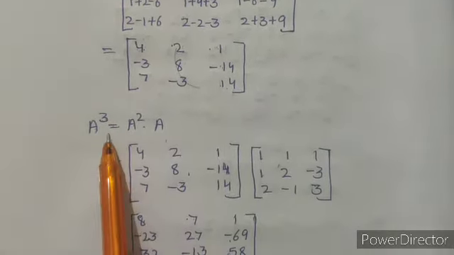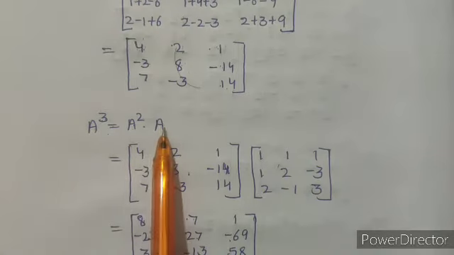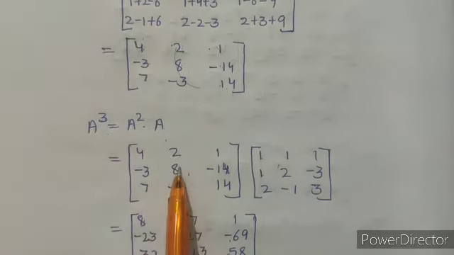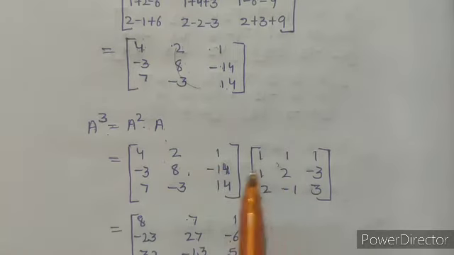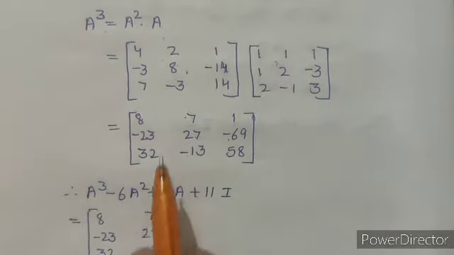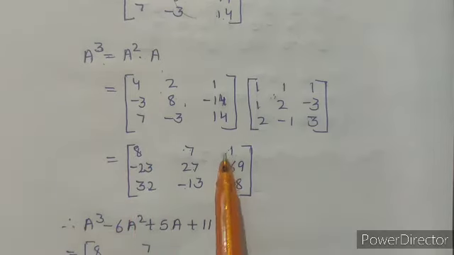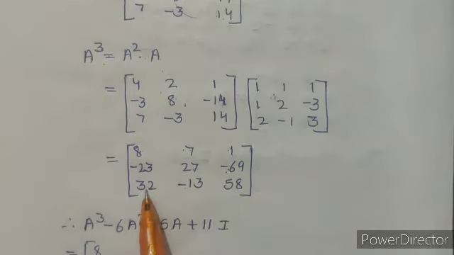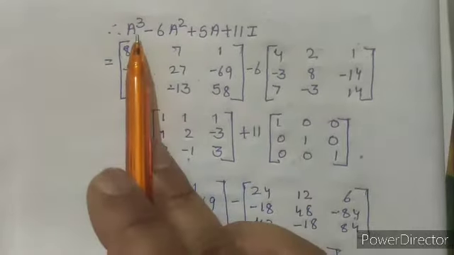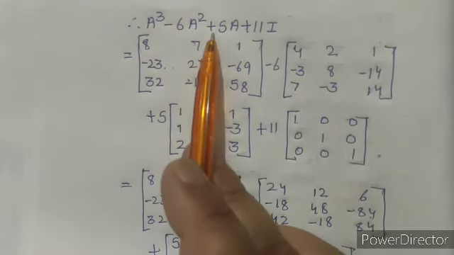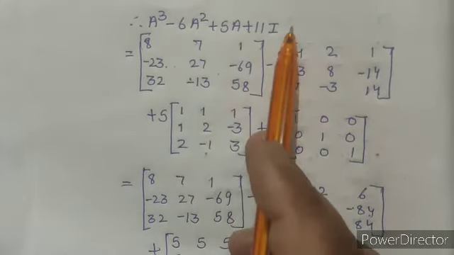Matrix A cube will be equal to A square into A. The value of A square was already obtained, and the value of A is given to us. On multiplying A square by A, we get the matrix A cube as 8, 7, 1 as the first row, minus 23, 27, minus 16, 9 as the second row, and 32, minus 13, 58 as the third row. Now we had to prove that A cube minus 6A square plus 5A plus 11I equals 0.